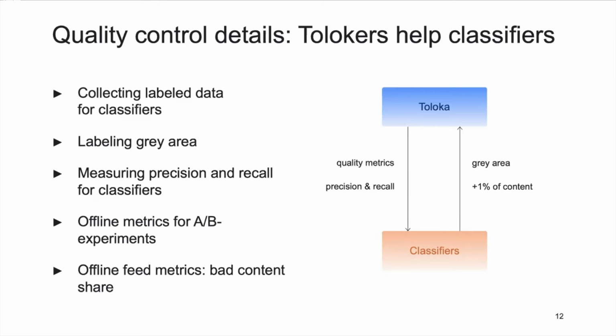I also wanted to mention that we found that Toloka is very useful to not just calculate metrics of the state of our system, for example, bad content share, but we also use it to evaluate our A/B experiments. For example, we want to estimate the share of clickbait that we have in our experiment group and in our control group when we run some updates for our ranking algorithms.